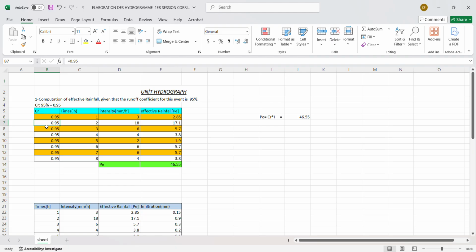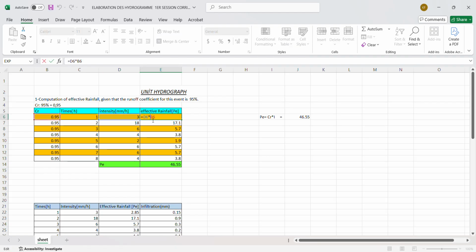Here is our runoff coefficient. Here is our time scale, and here is our intensity: 3 millimeter per hour, 18 millimeter per hour, 6 millimeter per hour, 4 millimeter per hour, up to 4 millimeter per hour. How do we find our effective rainfall?